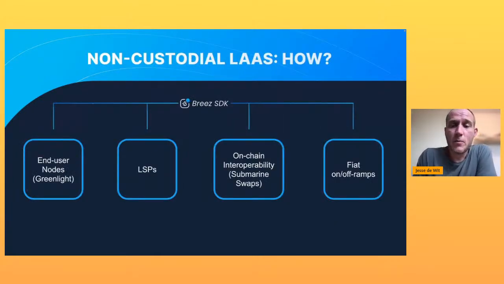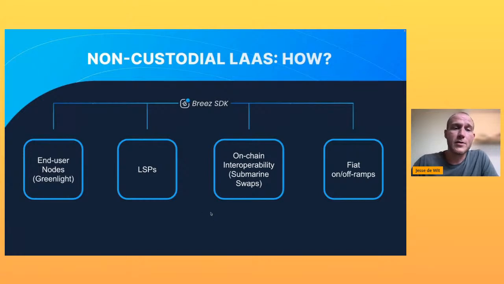These are the main components of the SDK. Each end user of an application that's built on top of Breez SDK gets their own personal user node, and we chose Greenlight. I'll explain more on Greenlight later, what it is. In order to connect the user to the Lightning network, just like an ISP connects you to the internet, an LSP connects you to the Lightning network and provides liquidity in order for you to be able to receive and send payments.